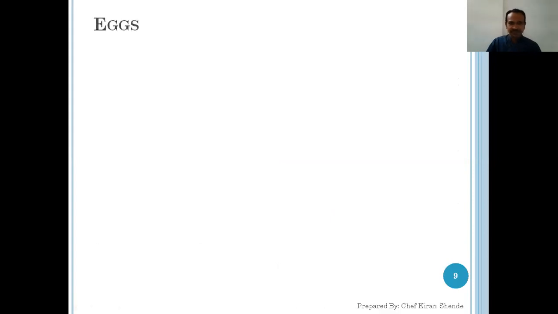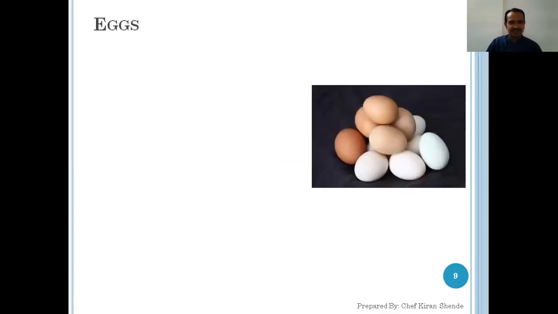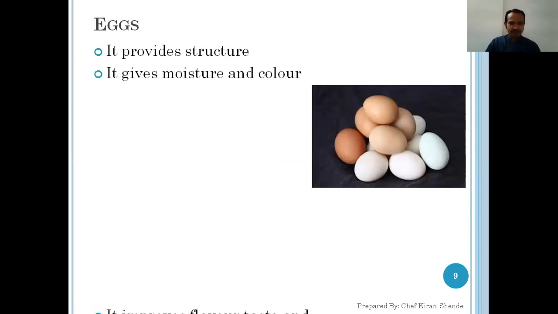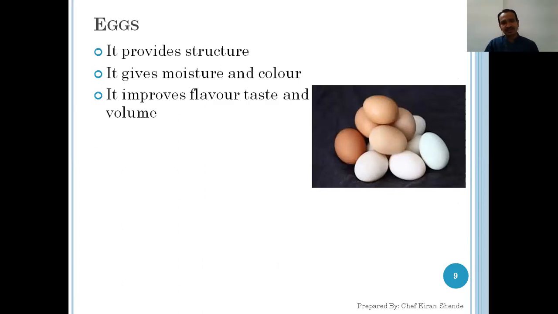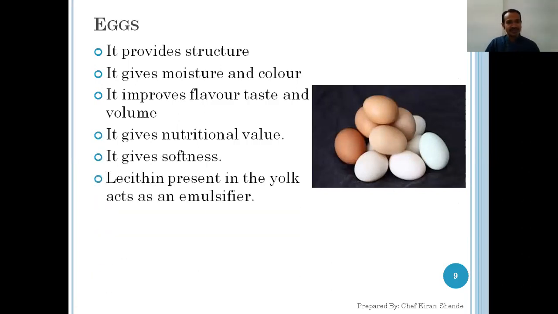The last compulsory ingredient, number four, eggs. Basically, eggs, like flour, are also a structure builder. They make the product moist and improve the color. They help in achieving a good volume and a better taste. Of course, they have nutrition. They increase the nutritive value. They give softness to the cake, and the lecithin, which is present in the yolks, acts as an emulsifier.